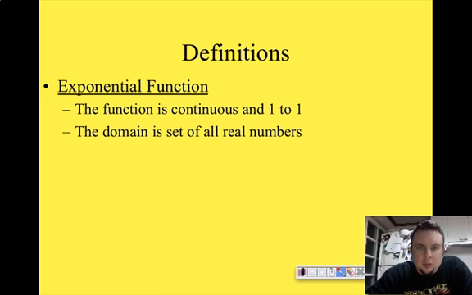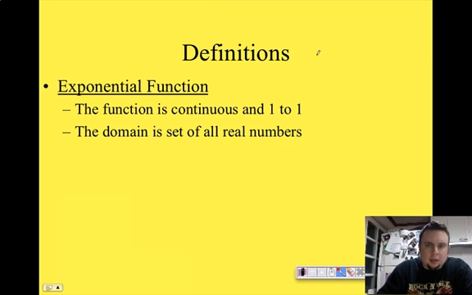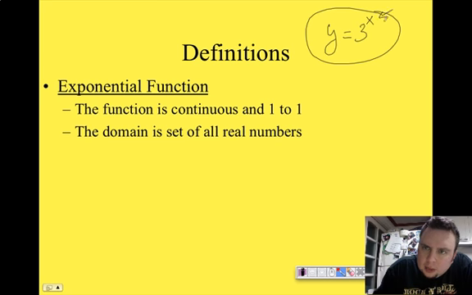Next, the domain, which we've dealt with last chapter. I said, what is the domain of this? What is the x values of this? And in this case, it's the set of all real numbers. So if I draw you an exponential function here, let's see, y equals something to the x power. So let's say 3 to the power of x. This is an exponential function because the exponent is x.